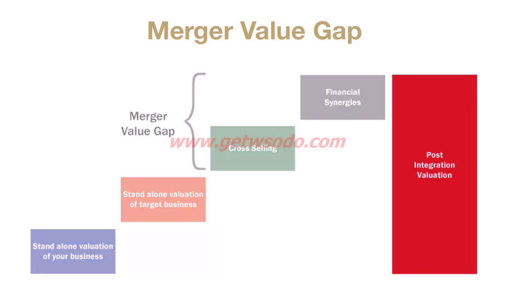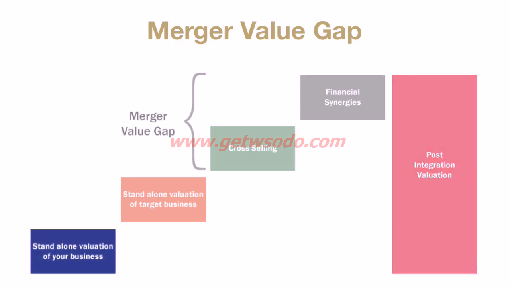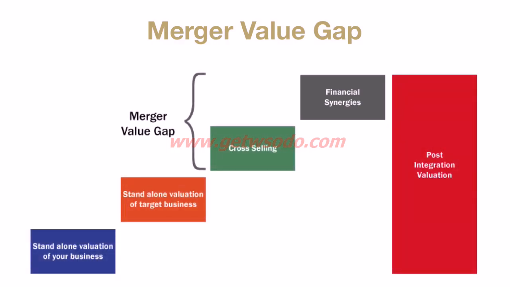So your total valuation post-merger and integration is red. Blue is the current standalone value of your business. The orange is the standalone value of the target business that you are buying either via the EV or the balance sheet valuation method. Green is the value you generate via cross-selling, and grey the value you will generate via those cost synergies. So that's it for this lesson.